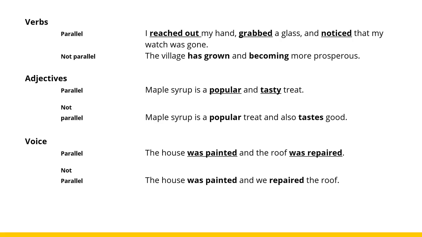For the passive voice, it actually goes the same. The house was painted, the roof was repaired. That is a parallel sentence, and a non-parallel sentence would sound like this: the house was painted and we repaired the roof. As you see, was painted is in the passive voice, while repaired is just the past simple tense. So you have to make sure when you are writing your essay that you are very careful with your parallel structure, and you double check and revise your essay carefully.